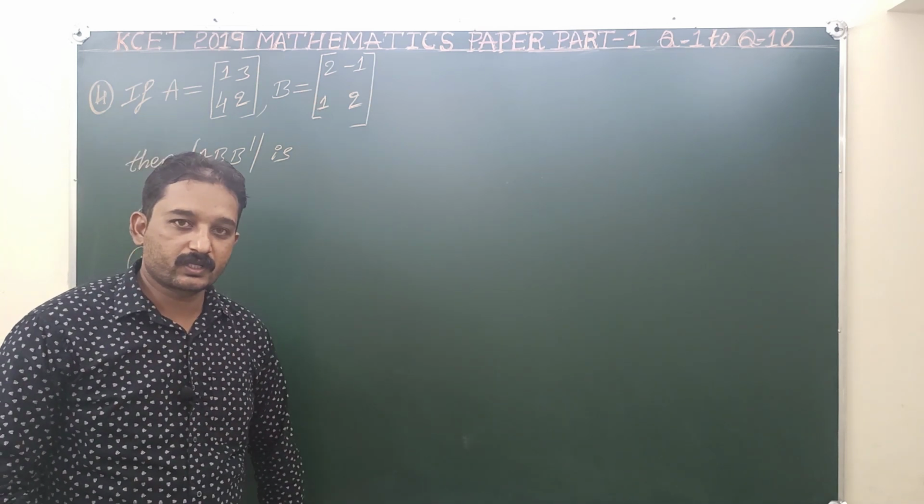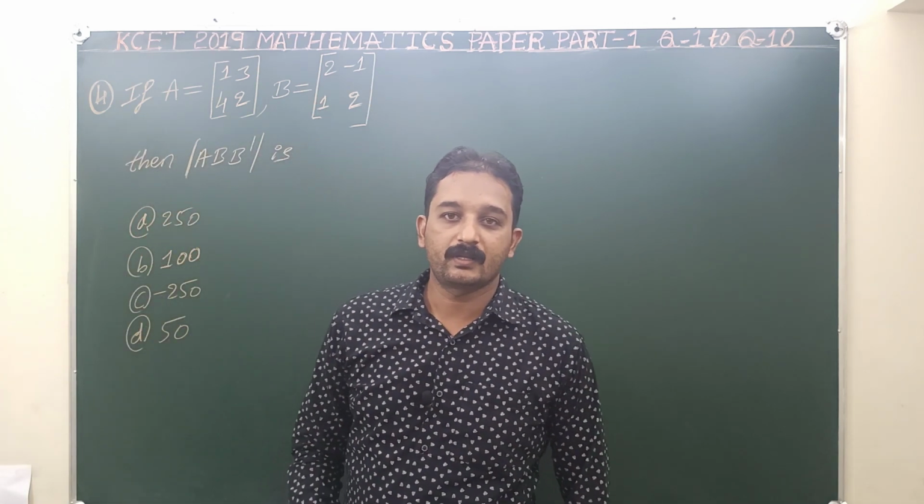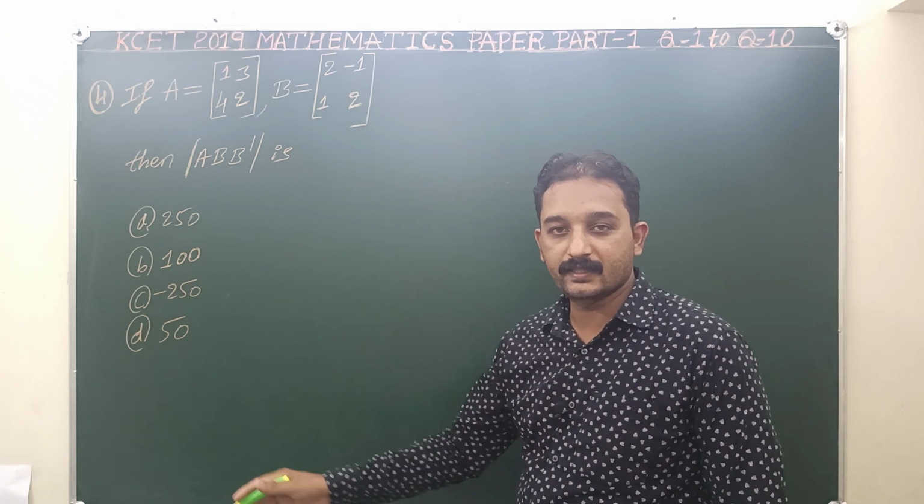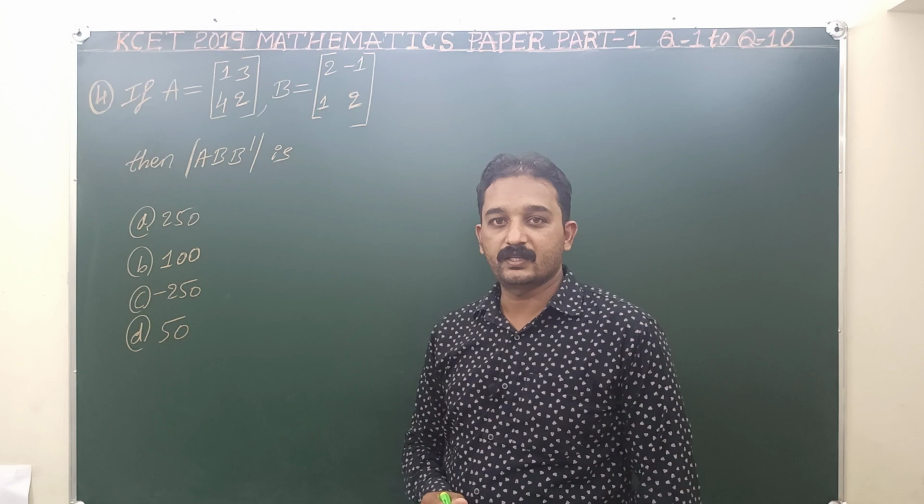Now let us move on to question number 4. This question is based on the chapter Determinant. Usually they ask 2 or 3 questions on this chapter in KCET. Let us take the first question in this case.